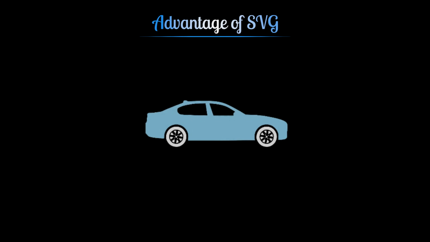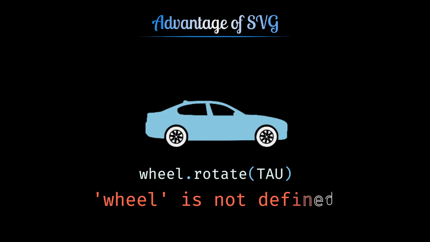The disadvantage of using such an approach is that we cannot modify the individual parts of the image. For instance, consider an image of this car. If we want to rotate its wheels or just try to change its color, it is not possible to achieve such functions.